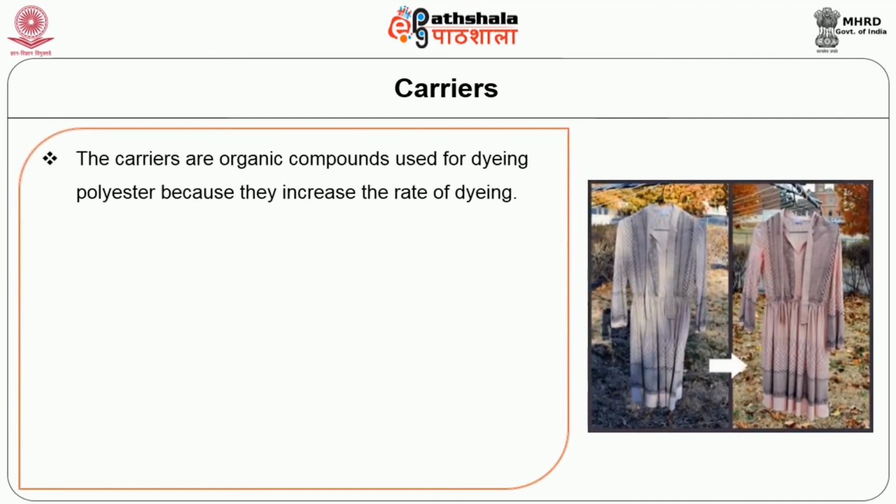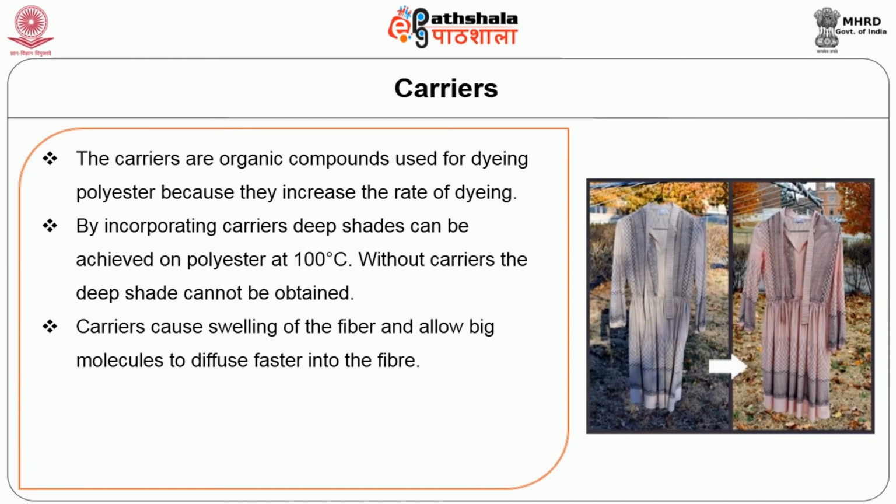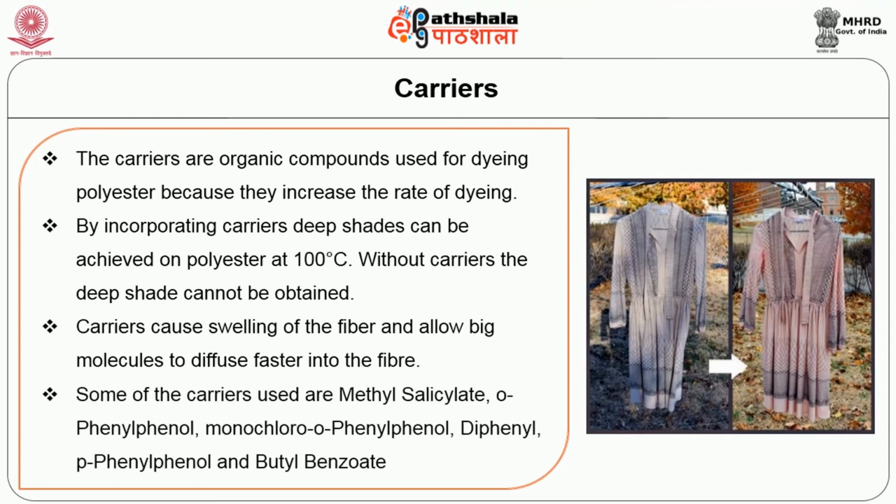Carriers. Carriers are organic compounds used for dyeing polyester because they increase the rate of dyeing. By incorporating carriers, deep shades can be achieved in polyester at 100 degrees centigrade. Without carriers, deep shades cannot be obtained. Carriers cause swelling of the fiber and allow big molecules to diffuse faster into the fiber. Some of the carriers used are methyl salicylate, phenylphenol, monochloro phenylphenol, diphenyl, p-phenylphenol and butyl benzoate.